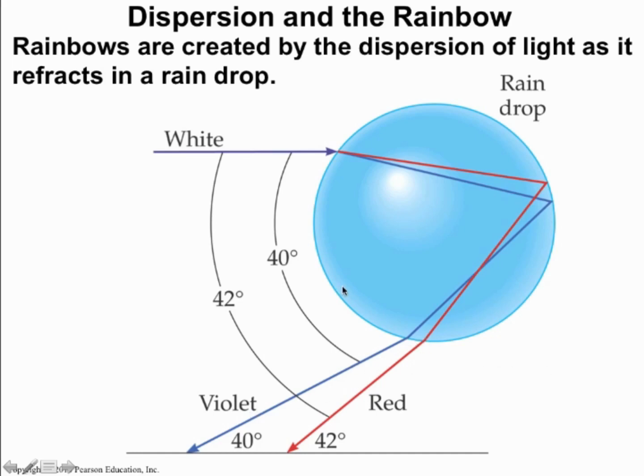And notice that they're spread out at different angles. So in this particular raindrop, we have a 40-degree spread for the exiting violet light, and then a 42-degree spread for the exiting red light.